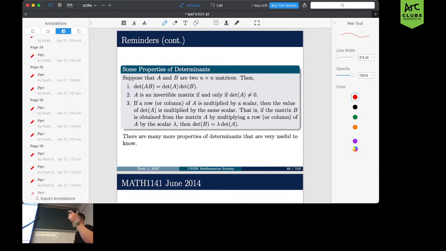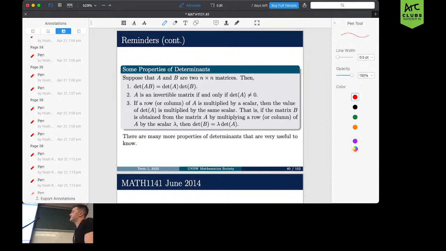Now, another property that gets used quite a lot in exams is that the determinant of the product is equal to the product of the individual determinants. So you can break them up: the det of a product is just the individual dets smushed together. And then this one here. If a row or a column, which is what people often fail to note, it can be a column as well, of A is multiplied by a scalar, then the value of det A is multiplied by that same scalar.